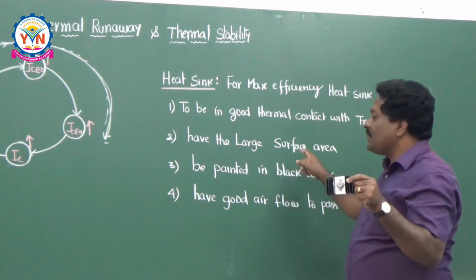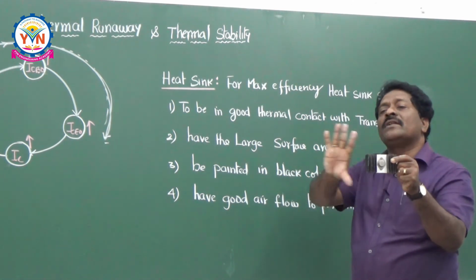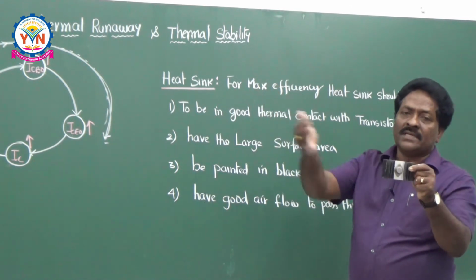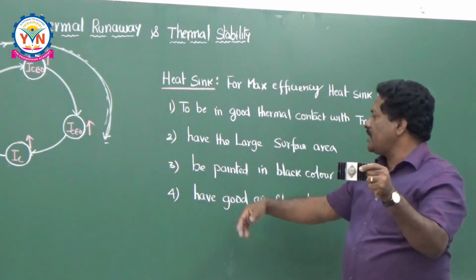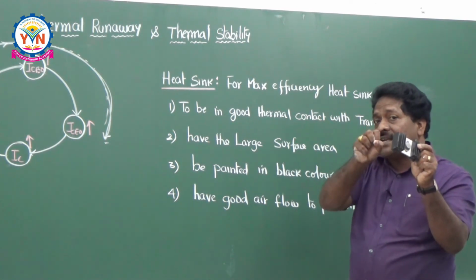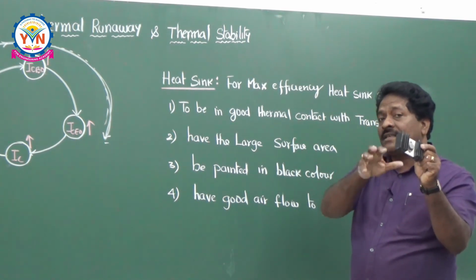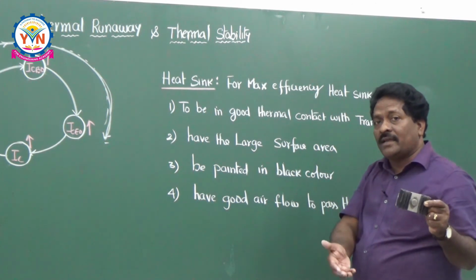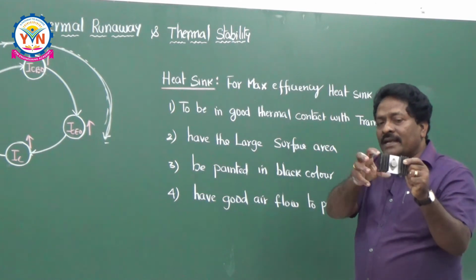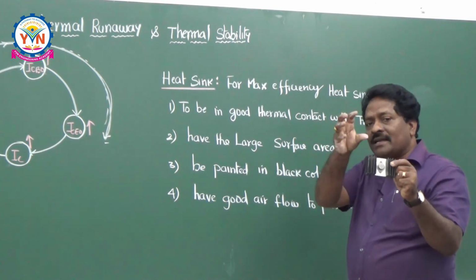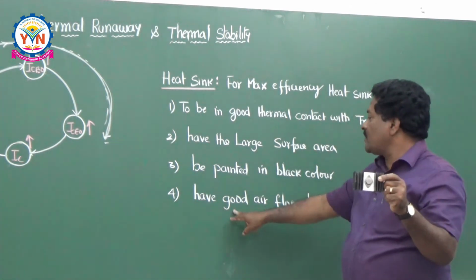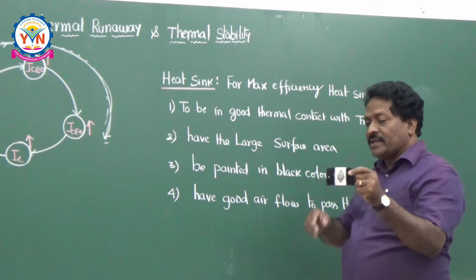What is the second one? It should have a large surface area. If the heat sink has a large surface area, it can immediately send the heat to the surroundings. The third one is, it should be painted black. Black color has the advantage of absorbing heat immediately. In winter, people go for black clothes. Why? To absorb the heat. And if this heat sink is black, it will absorb the entire heat from the transistor very fast. And the fourth one is, it should have airflow to pass through it.